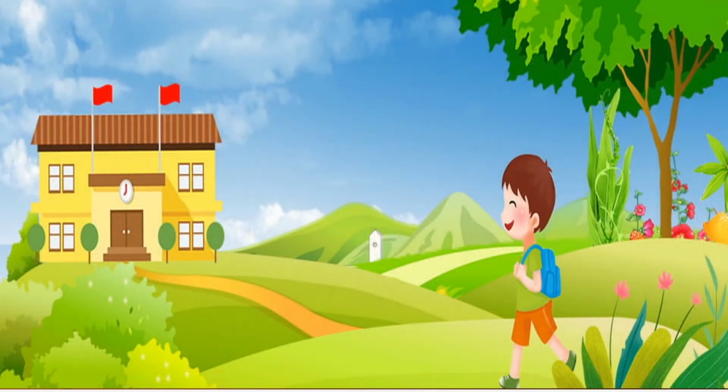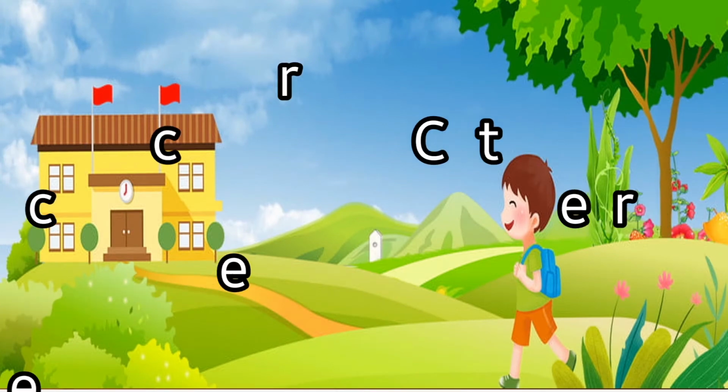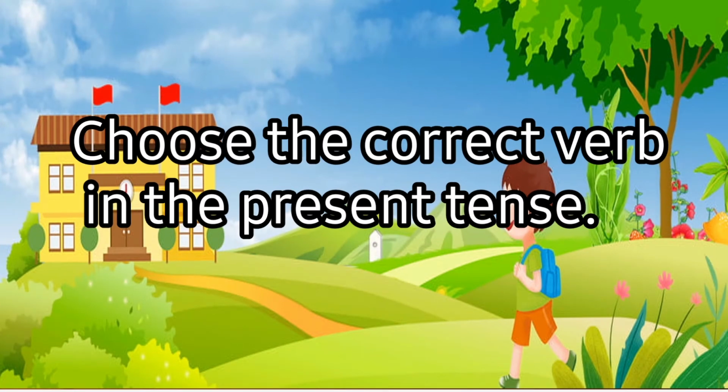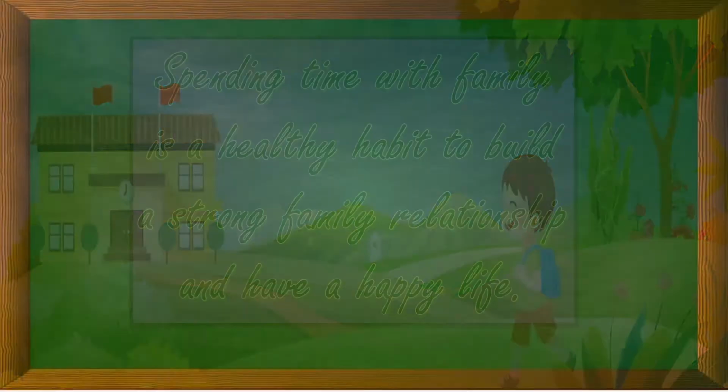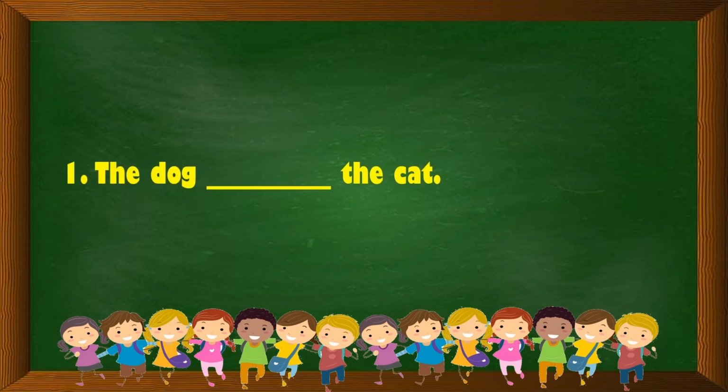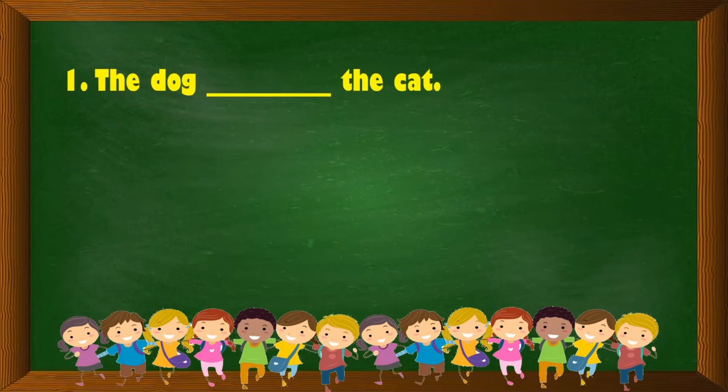Now let us try if you can do this activity. All you have to do is to choose the correct present tense of verb. Are you ready? Let's do it! The dog blank the cat. Chase or chases? That's right, chases. The dog chases the cat. The dog is a singular subject, so it will take the S form of the verb.